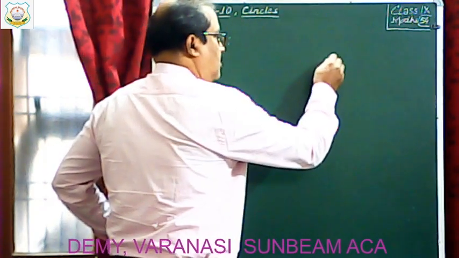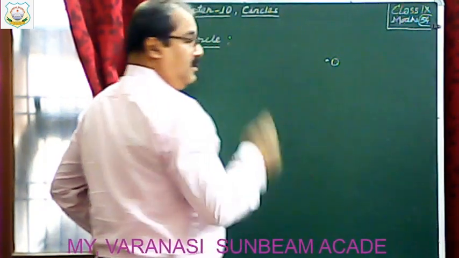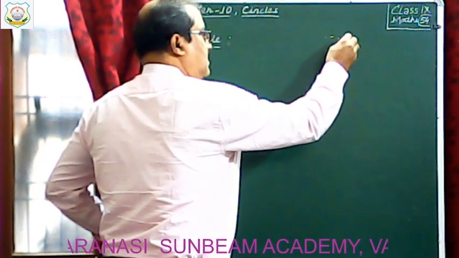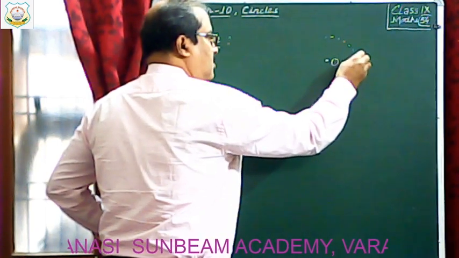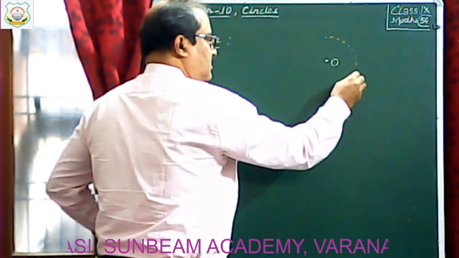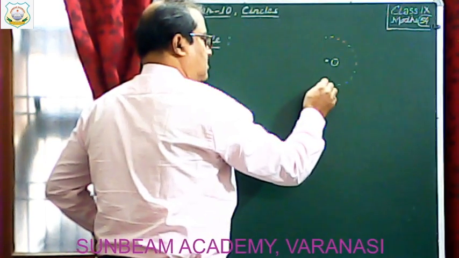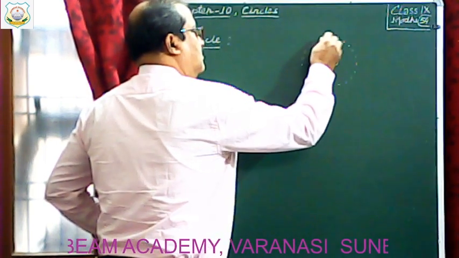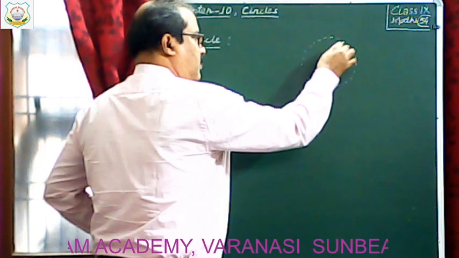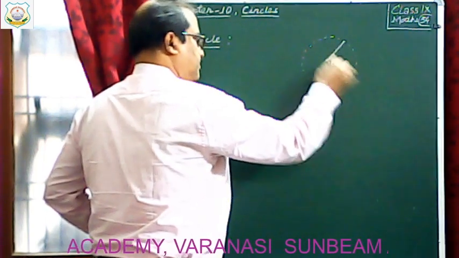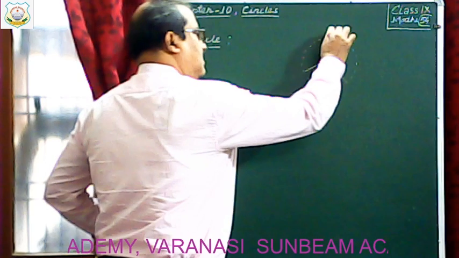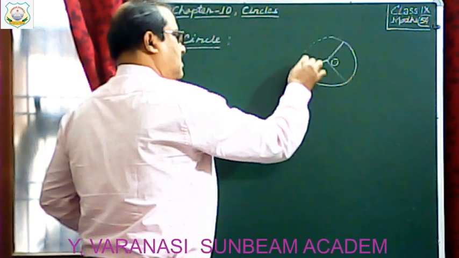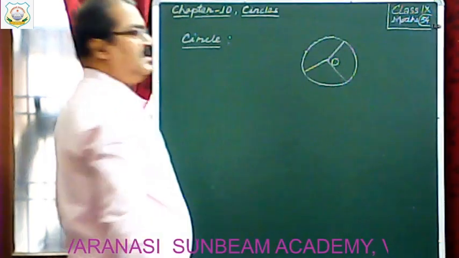Suppose O is a fixed point, and a point moves in such a way that the distance of this moving point from the fixed point remains the same. So, the distance of the moving point from this fixed point remains the same. Then the path traced out by the moving point is known as a circle.